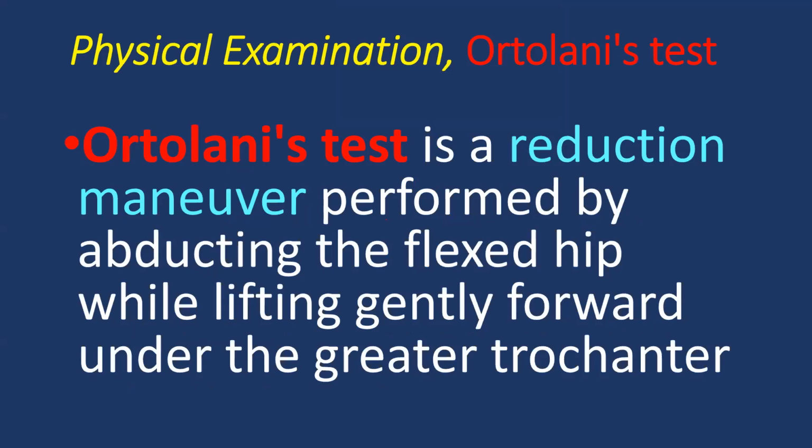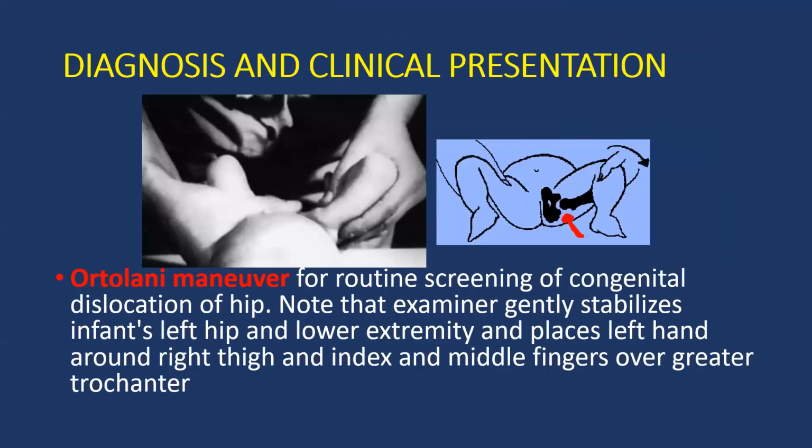The Ortolani test is a reduction maneuver performed by abducting the flexed hip while lifting gently forward under the greater trochanter. You stabilize the other hip with the other hand and the pelvis while you work on the opposite hip, and you reduce the hip if it's subluxed. By reducing it, it will give you a clunk. And this is a positive Ortolani maneuver.